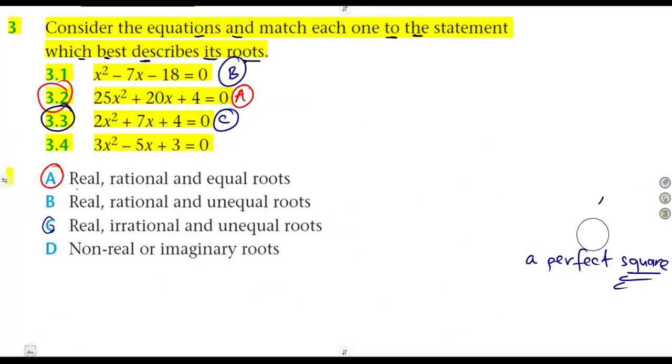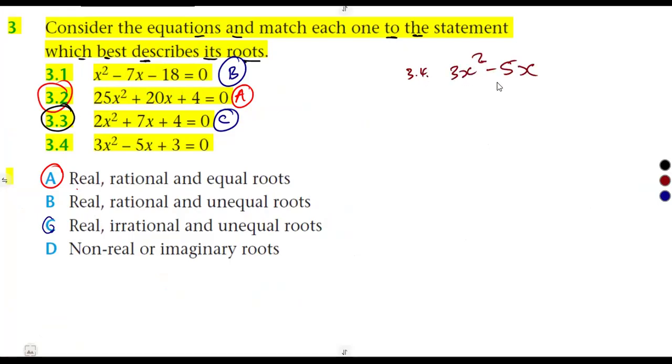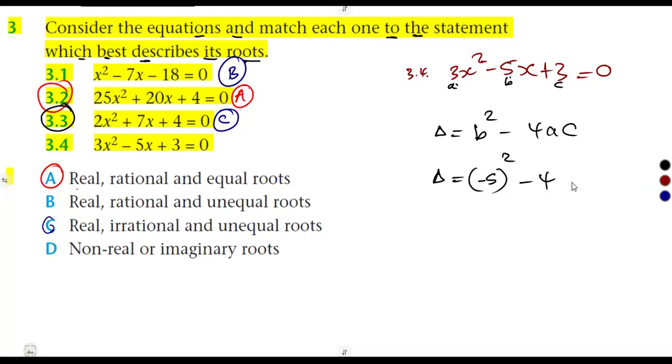Then looking into the last one, that's 3.4, which is 3x squared minus 5x plus 3 equal to 0, like this. So we've got our A, our B, and our C. Remember, this side must be 0 there. So what is our delta? B squared minus 4AC. So simplify your delta, guys. What is our B? Minus 5 squared minus 4 times A, which is 3, times C, which is 3 again. So using your calculator properly, you were going to get a negative 11.